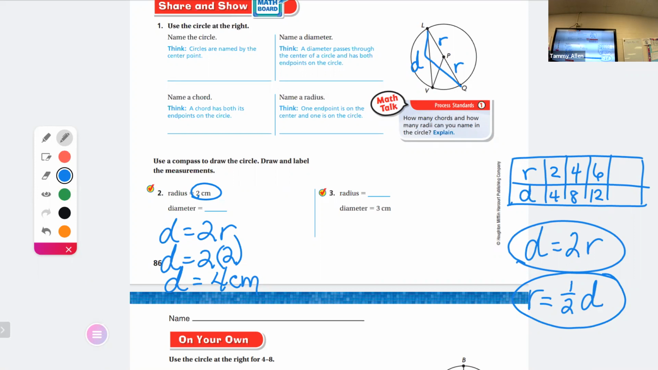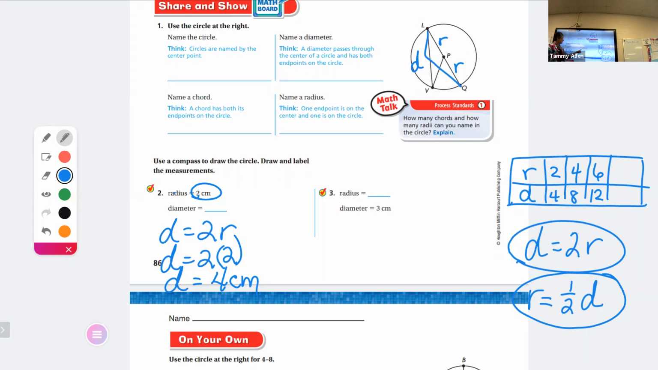Where did we get the other thing from? The radius was 2 centimeters. The radius is 2 from here. The diameter is twice the radius. Oh. That cleared up for you? Okay.